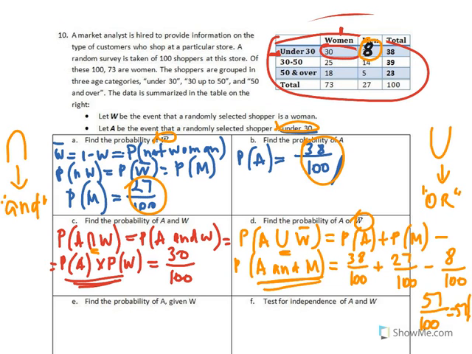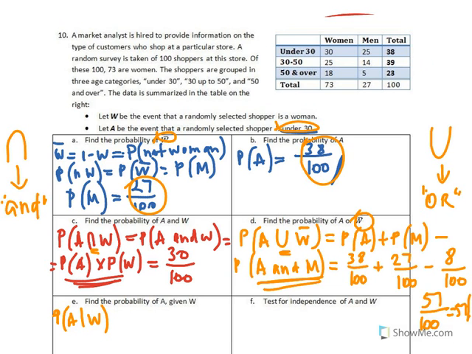E. Find the probability of A given W. The word given reminds you of conditional probability, right? So that's going to be the probability of A given W. That's how it's written. Whenever you have given W, that is given women. So in this case, in the table, we see this. By the way, this number here is 8. It was written 25 by mistake, but that's an 8.